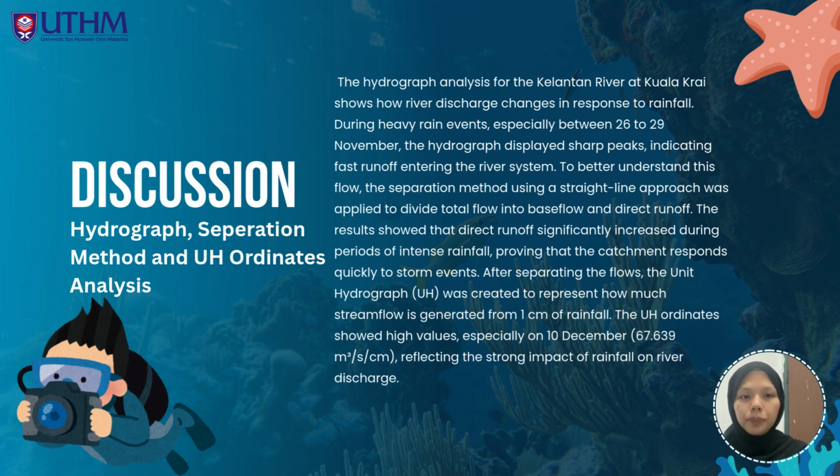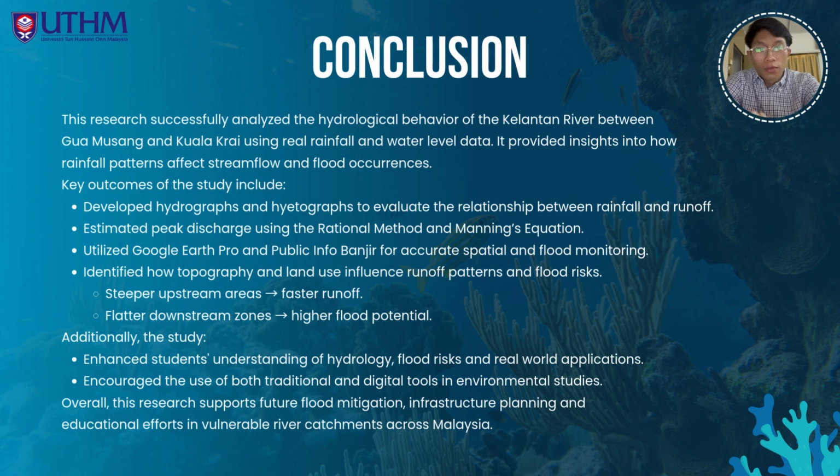After separating the flows, the unit hydrograph was created to represent how much stream flow is generated from 1 cm of rainfall. The UH ordinates showed high values, especially on 10 December, that is 67.639 meter cubed per second per centimeter, reflecting the strong impact of rainfall on river discharge.